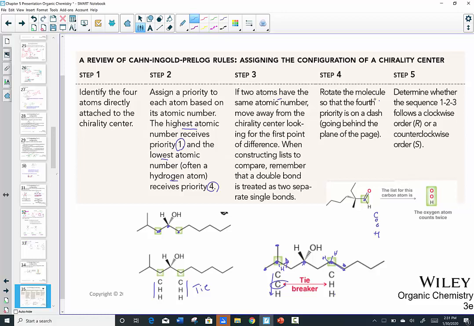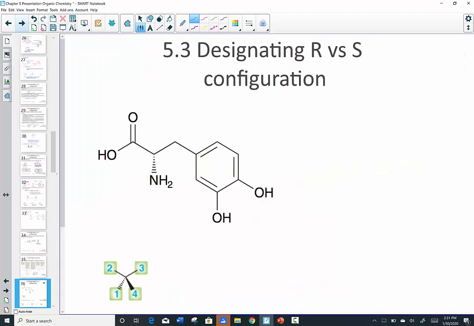Rotate that molecule to make sure the 4th priority is always behind the page, and just connect the priorities 1, 2, 3 and decide if it's spinning clockwise or counterclockwise.